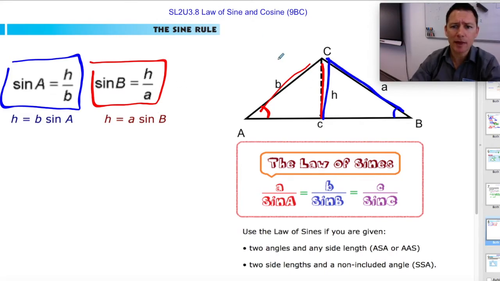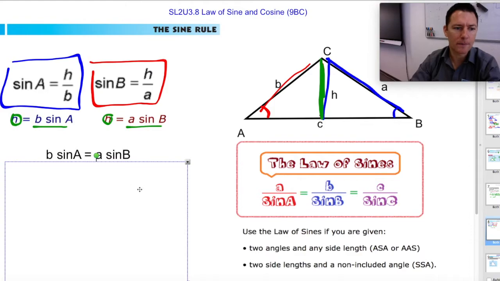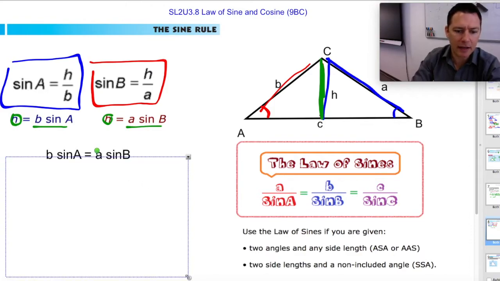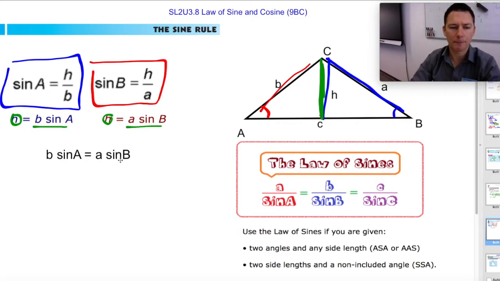H is the same thing, right? H is just this length. So really, you can say this H and this H are the same. So you can equate these two things, right? And you get B sine A is A sine B. They should be the same thing.